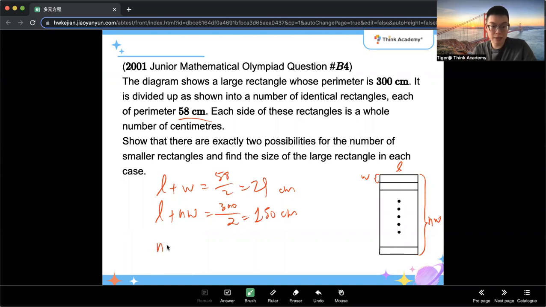So we have NW, take away W equals 121. And now we can just try to factorize it, because 121 is definitely a composite number, but it doesn't really have a lot of options, right? So we have (n take away 1) times W equals 121.